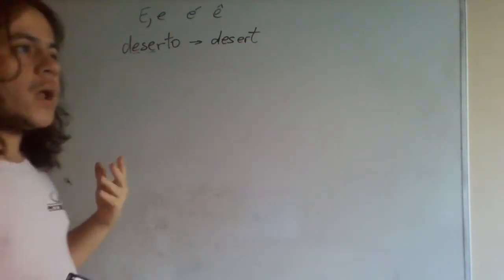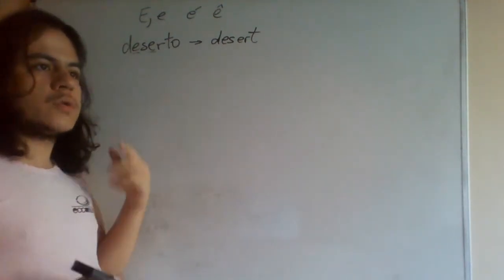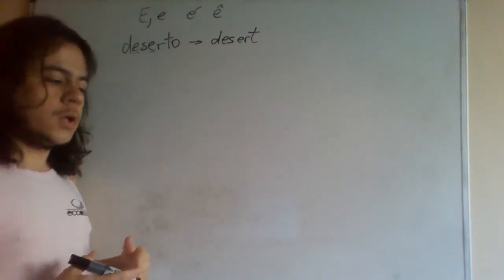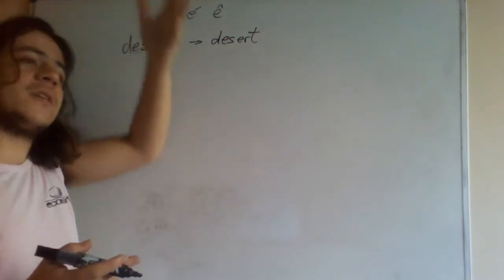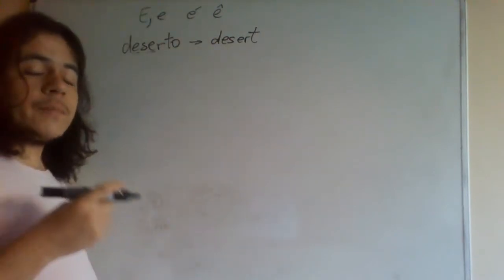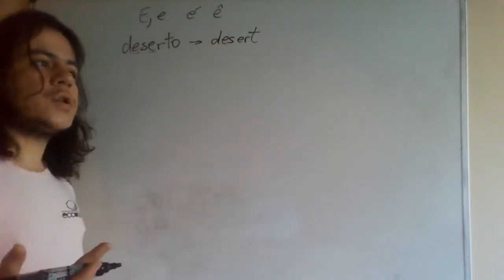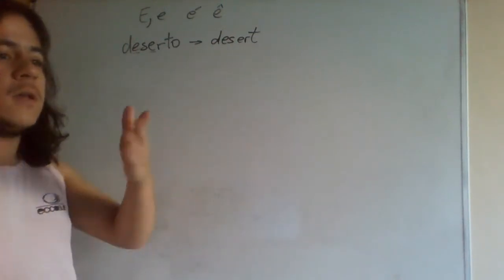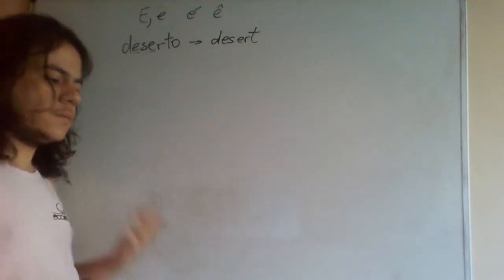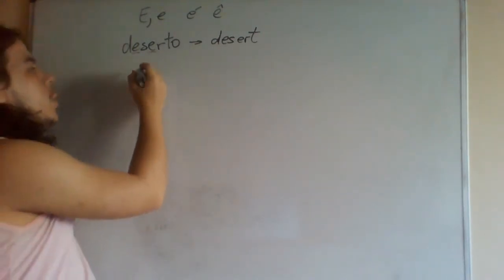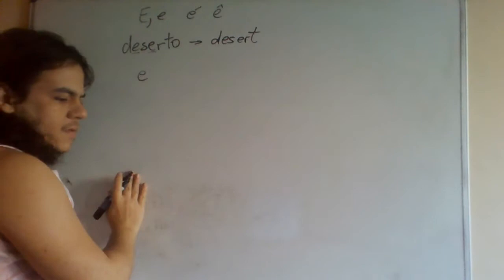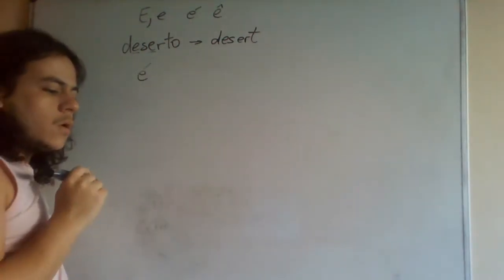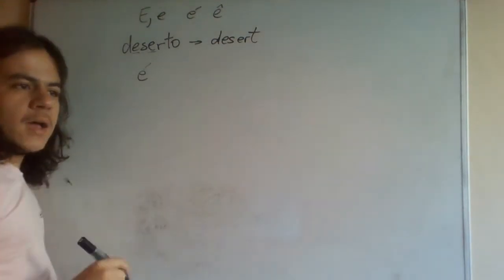So to pronounce the word correctly, we must previously know the word. Just like this, we can say desert or desert. But sometimes it's easier to know what the correct sound is, if it's E or E. So when the vowel E has an acute accent, it will always have a E sound.